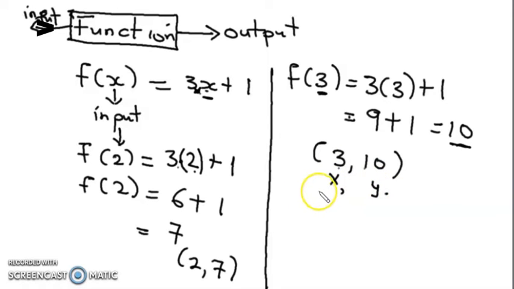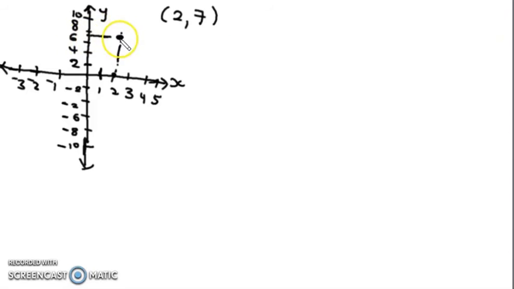Now, let's look at how we would represent this on a graph. Let's draw the x-axis and then the y-axis, and let's number them. With our first input, our coordinates were (2, 7), because the input was 2 and the output was 7. So 2 on our x-axis is here, and 7 on our y-axis is right there. So the point for this coordinate is where they meet, here.